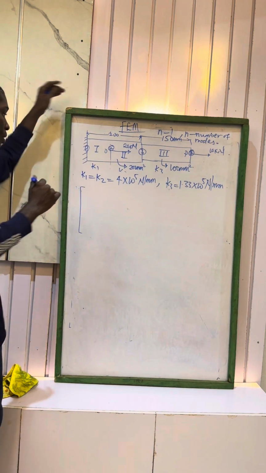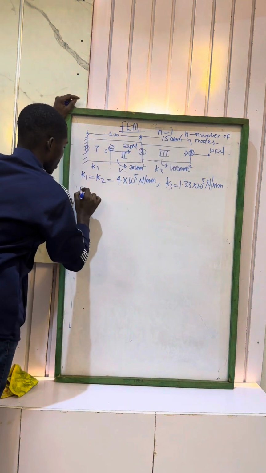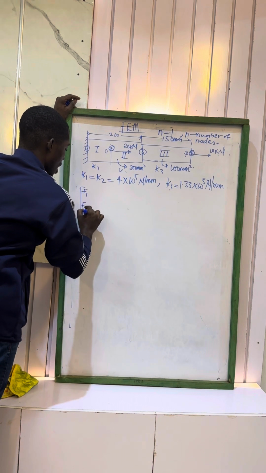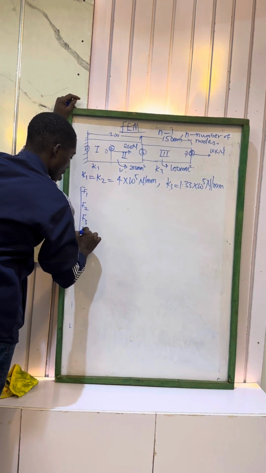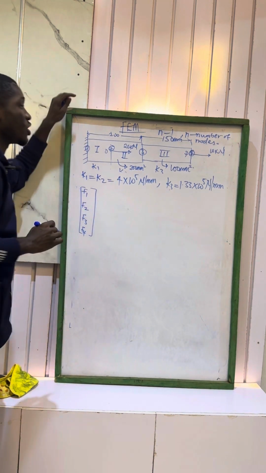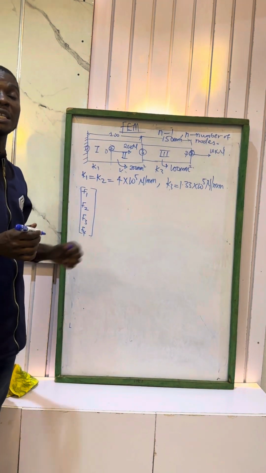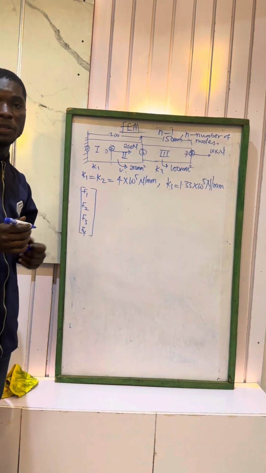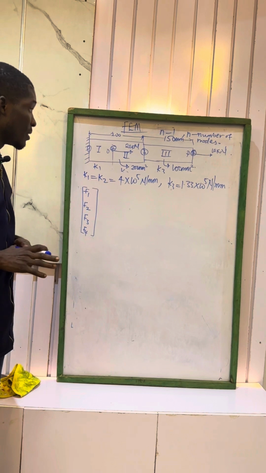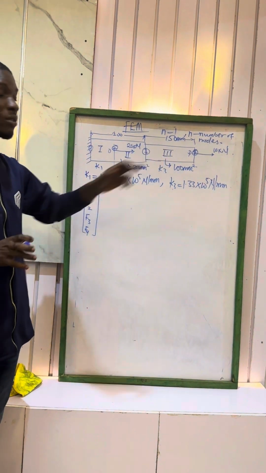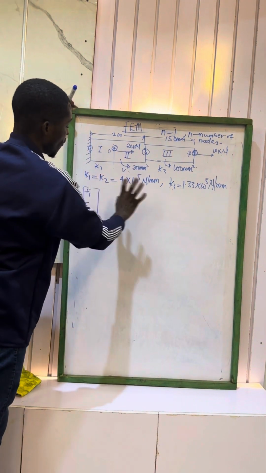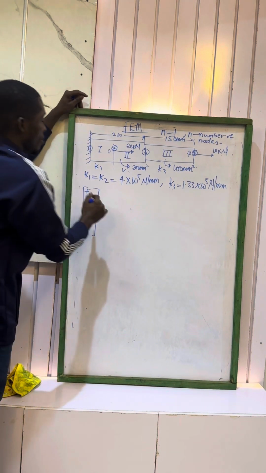Now we have 4 points and we have to merge everything together. If we merge these together, we're having F1, F2, F3, F4. I have told you the number of nodes determines the number of rows for your matrix. Since this is 4, the number of rows in this matrix will be 4.